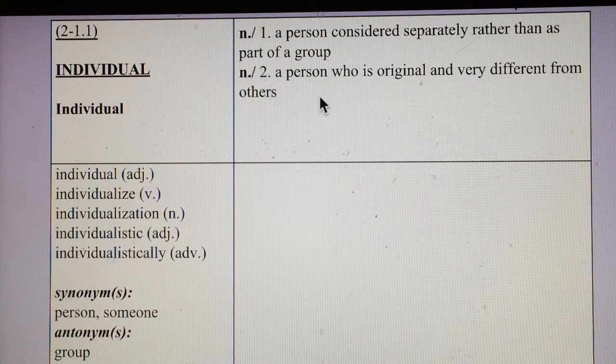The second definition is a person who is just simply original and very different from others. So this one, the first one, is when someone outside is looking at the group and seeing a person as an individual. The second definition implies just someone who's very different from others. Either they're very original, very unique.